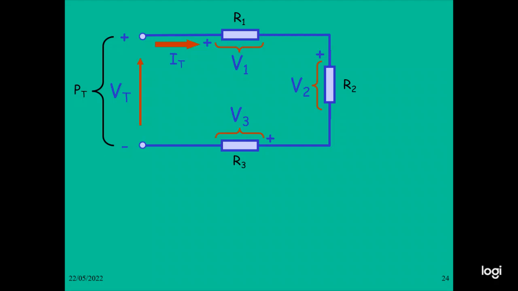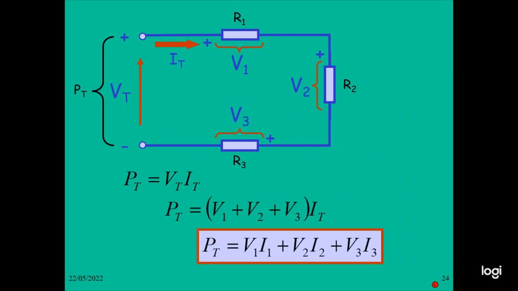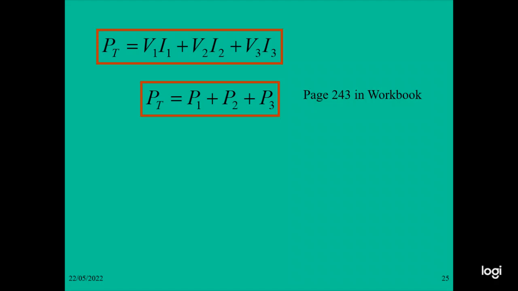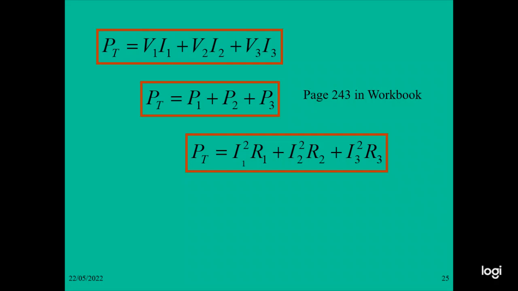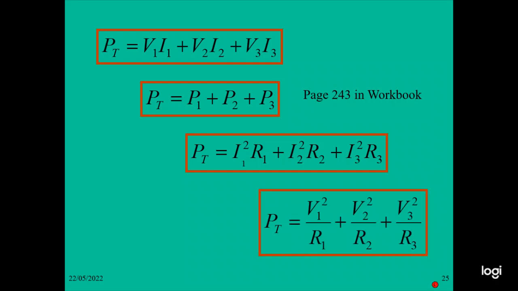In this case, the total voltage is VD, the total current ID, the voltage across resistor R1 is V1, resistor R2 is V2, resistor R3 is V3. So V total is providing. So in this case, PD equals VD multiplied by ID. Then PD equals V1 plus V2 plus V3, the voltage addition, multiplied by ID. Therefore, PD equals V1 I1 plus V2 I2 plus V3 I3. Therefore, the total power equals P1 plus P2 plus P3, because P1 equals V1 I1, P2 is V2 I2, P3 is V3 I3. Also, P total is IT square RT, that is I1 square R1 plus I2 square R2 plus I3 square R3. So the total power is V1 square by R1 plus V2 square by R2 plus V3 square by R3. In this way, you get the PD.